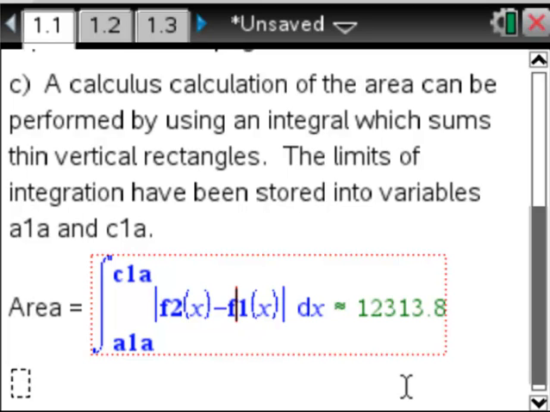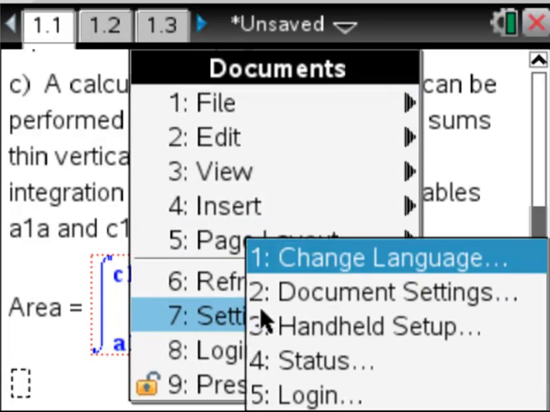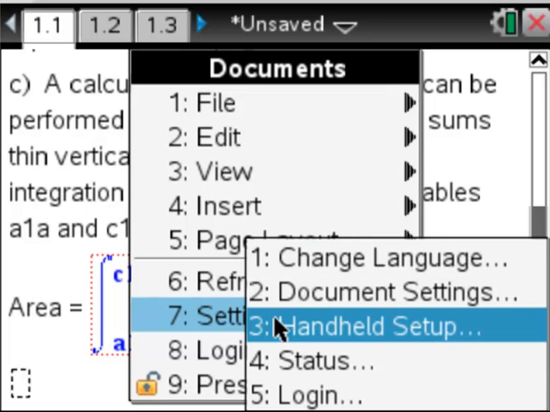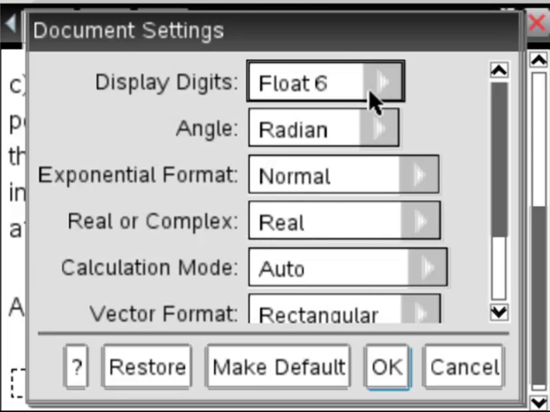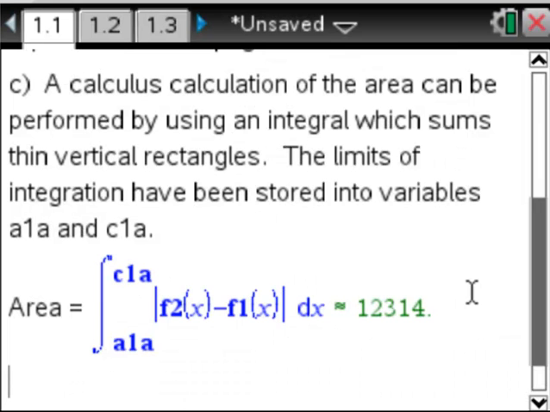Let's see, we have here it's recorded 6 digits. I thought we recorded 5 floating digits for our document. Let's go fix that. Alright, so here with the document settings, okay, float 5, okay, alright, there we are. Now that is almost complete, just maybe adding on here the square units idea.